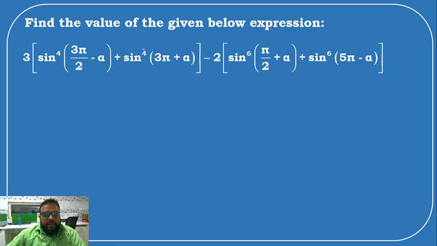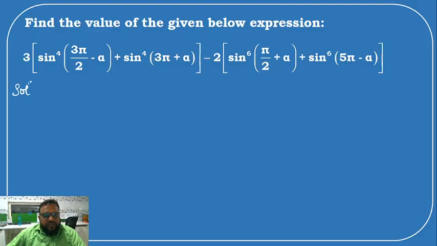Hello everyone, let us see this question. Find the value of the given expression below: 3 into sin to the power of 4 of (3 pi by 2 minus alpha) plus sin to the power of 4 of (3 pi plus alpha) minus 2 into sin to the power of 6 of (pi by 2 plus alpha) plus sin to the power of 6 of (5 pi minus alpha). So this is the question we have with us.